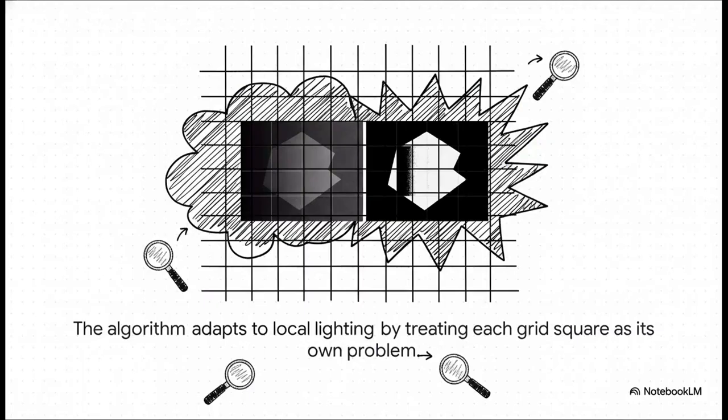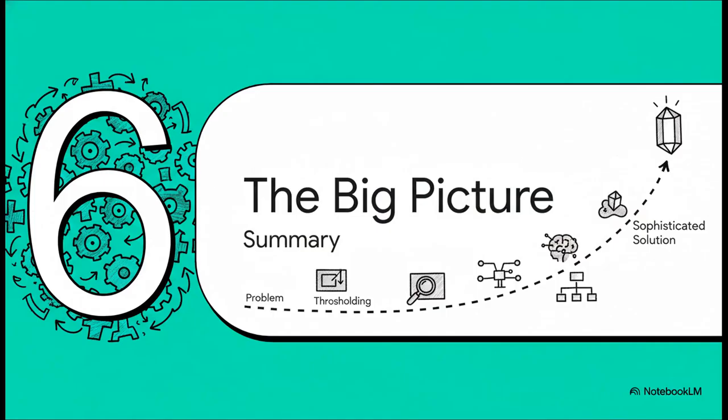And this visualizes the idea perfectly. By laying a grid over the image, the algorithm can look at each little square one by one. The squares on the left are in a shadow, so they get a threshold that's right for dark conditions. The squares on the right are brightly lit, so they get a completely different, higher threshold. It adapts to the lighting in each little neighborhood, solving one big impossible problem by turning it into lots of small, easy ones.